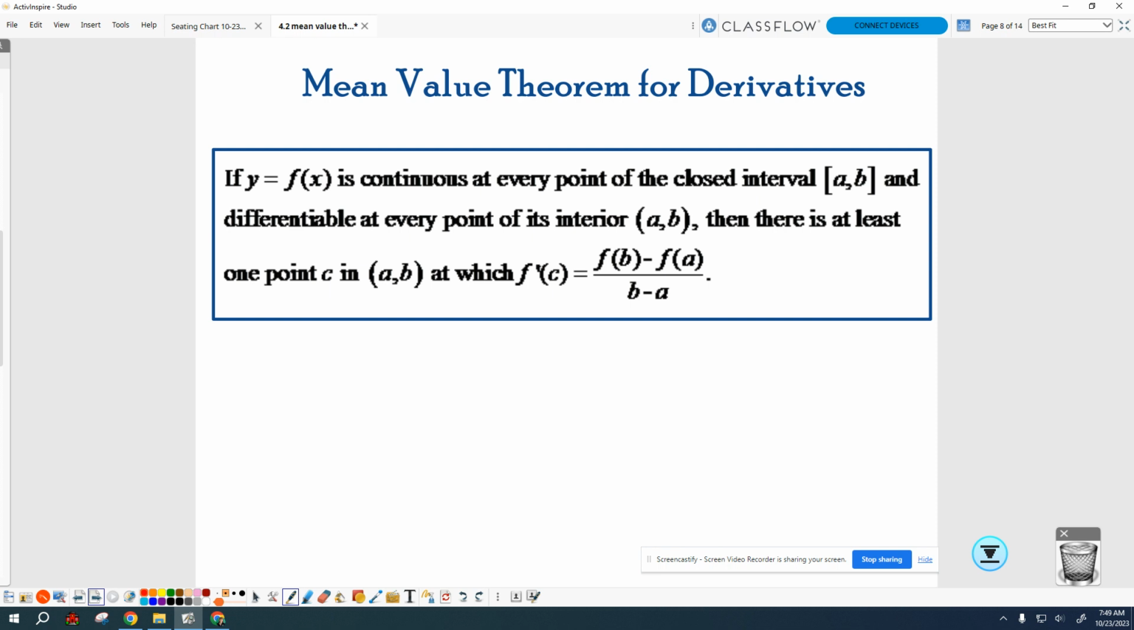So there's two conditions. It has to be continuous over the closed interval, differentiable on the open interval.